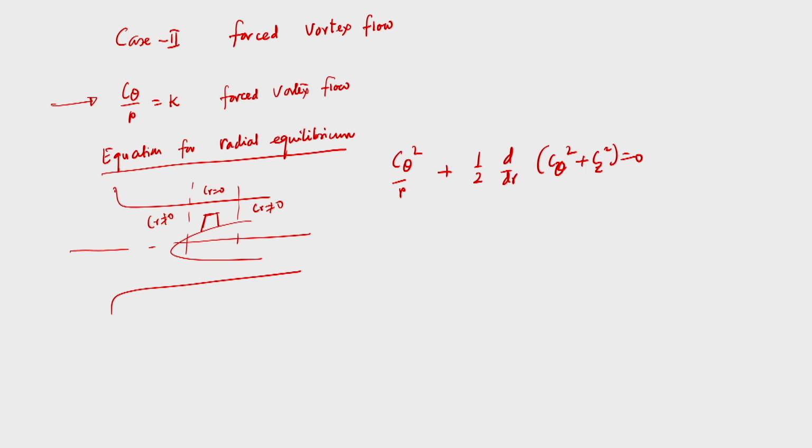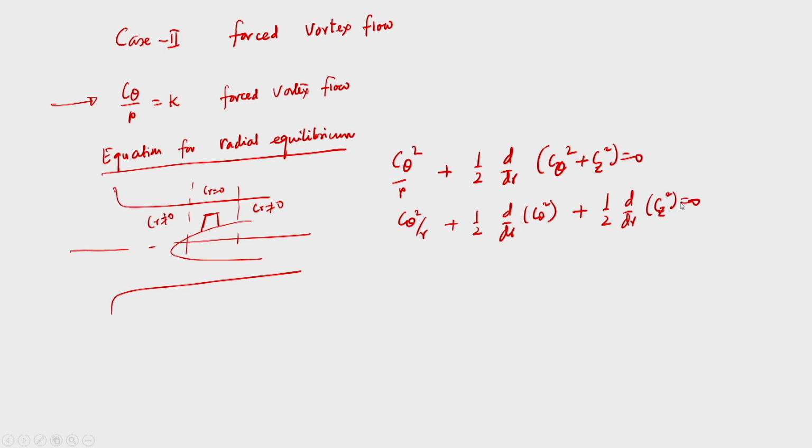Now if we try to obtain the velocity distribution, that is c theta and cz, of course we can obtain for a forced vortex flow what should be the distribution of c theta, but what will be the distribution of cz from this radial equilibrium equation? Now I am going to consider c theta by r is equal to constant. So I will write this equation in a slightly different form: c theta square by r plus half d/dr of c theta square plus half d/dr of cz square equal to 0.